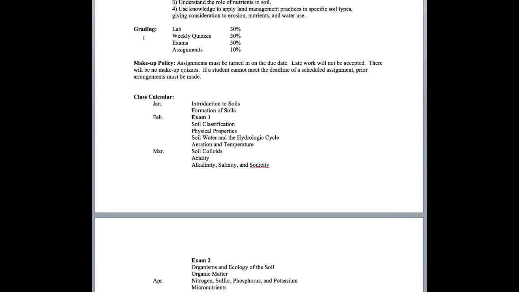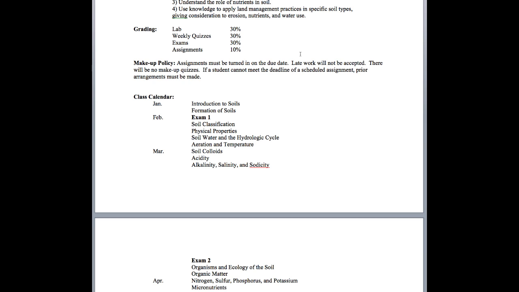I want to just pay attention real fast to this grading section here. The thing that you need to understand from this section is that there's roughly 3 big components of this course. The first is the laboratory time, and the lab exercises that are associated with that. The second is the weekly quizzes. The third is exams. Those are 3 big ones. Then we have another section of assignments.